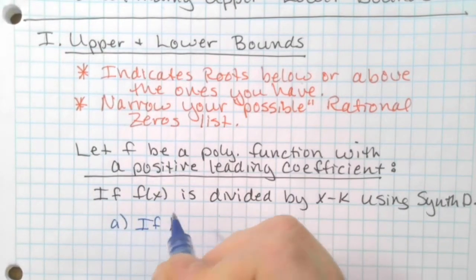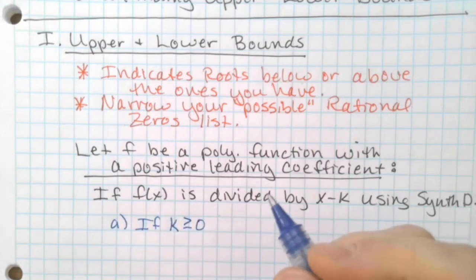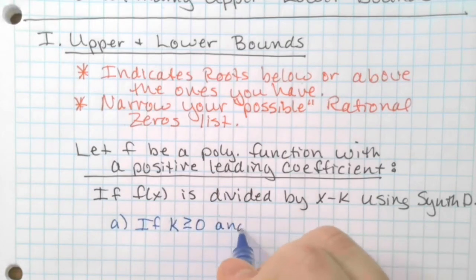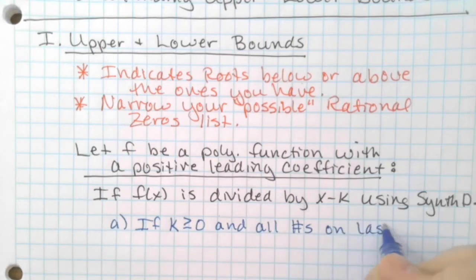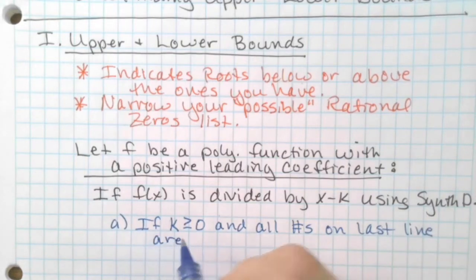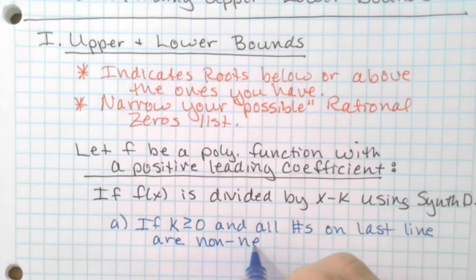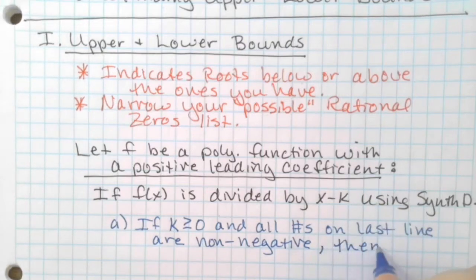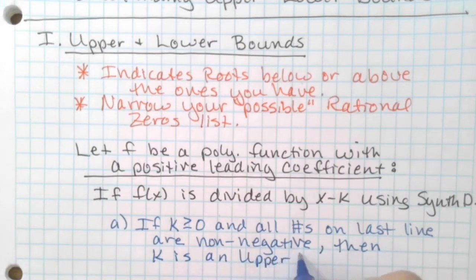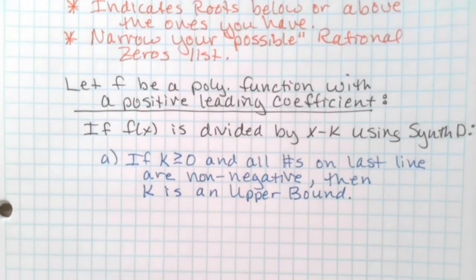if your root k is greater than or equal to 0, and all numbers on the last line are non-negative, so that means that 0 is okay, and all the numbers on the last line are non-negative, then k is an upper bound, which means there is nothing above k that's a root or a 0, so that narrows your list down.